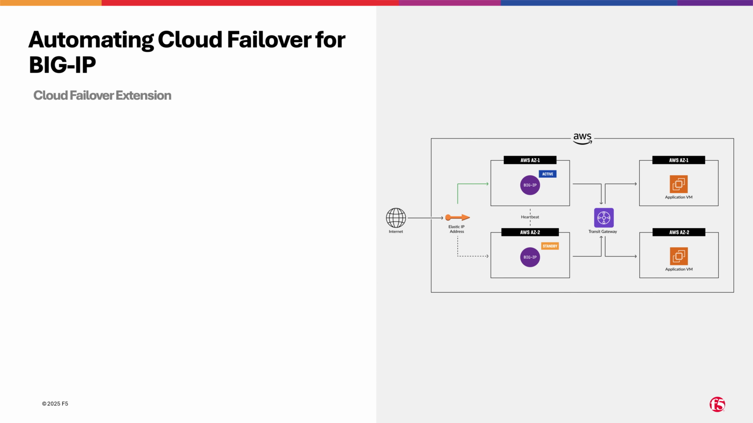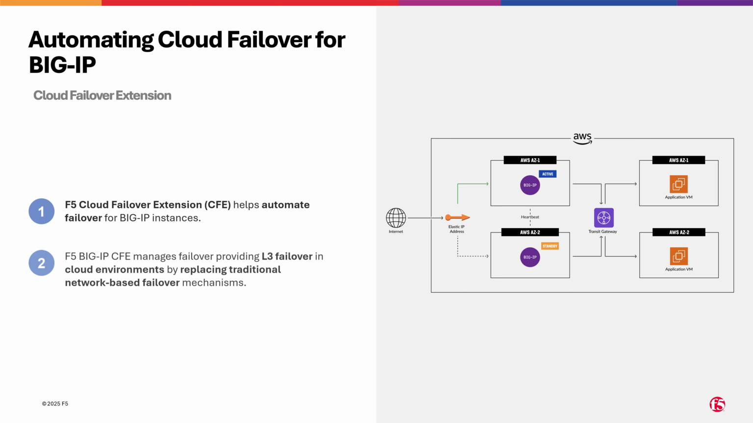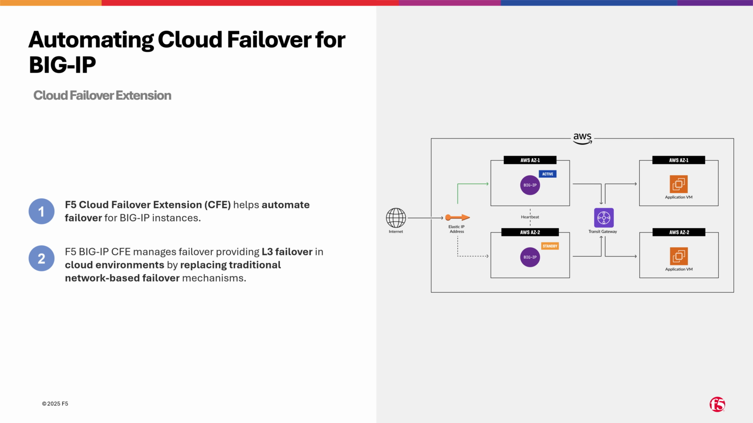Next, we will explore how to automate failover for F5 Big IP using the Cloud Failover extension. This method is particularly useful in public cloud environments where traditional failover mechanisms may not be applicable. F5 Big IP Cloud Failover extension is one of the methods for managing failover that provides L3 failover in cloud environments by replacing traditional network-based failover mechanisms.